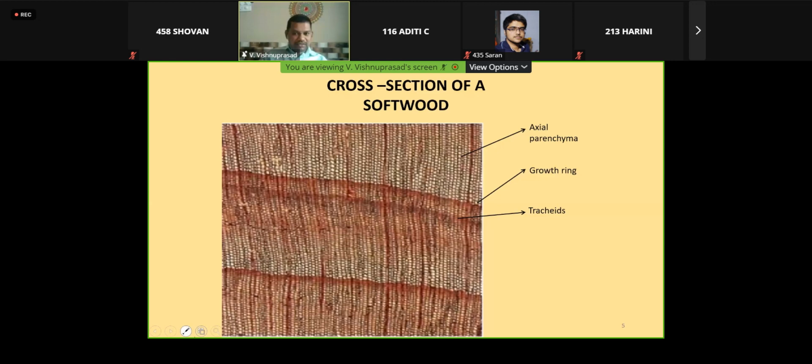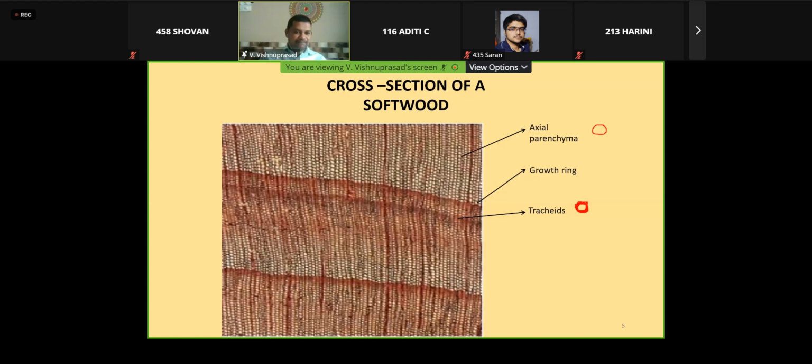Now, in a given wood sample, they are all present together, and both of them are arranged longitudinally. That's why in a cross section, you'll be only finding their lumen. So that's how you're going to distinguish. The ones which are comparatively thick-walled are the tracheids, and the thin-walled ones are the axial parenchyma. That's how you can differentiate.